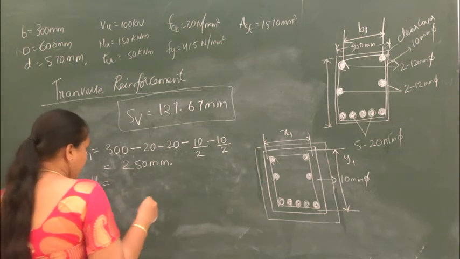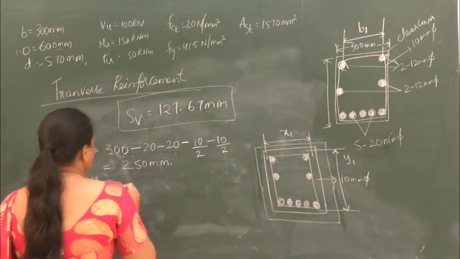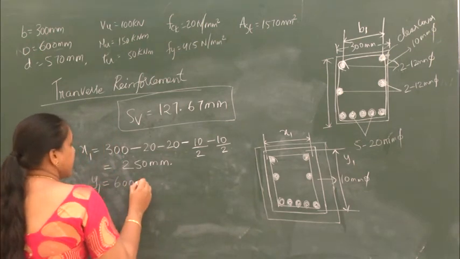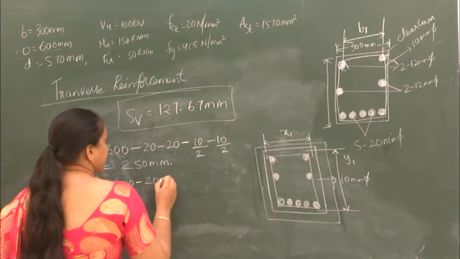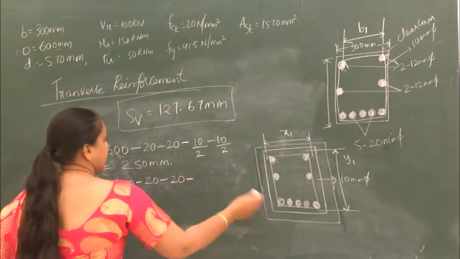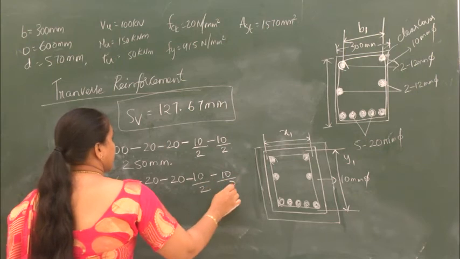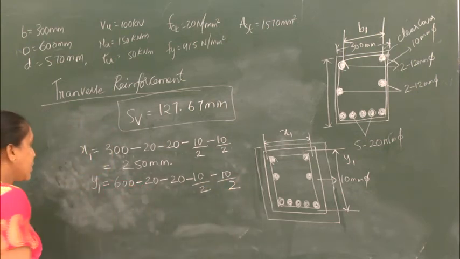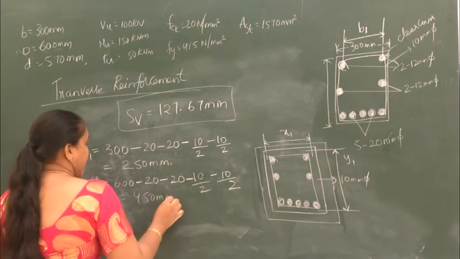So y1 is equal to the depth, which is 600 mm, minus the clear cover 20, minus the clear cover 20, minus the dia of the stirrup by 2, minus the dia of the stirrup by 2, which will give you a value of 450 mm.